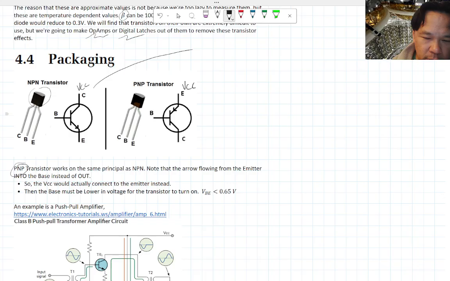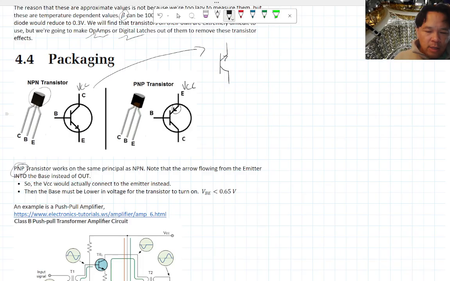Because what I can do is I can draw this NPN transistor this way, right? You may think, oh, the arrow's on top, therefore it's a PNP. It's not. The arrow's going out of the transistor. That means it's an NPN. If the arrow's going into the transistor, it's a PNP, right? Because you can rotate these things up and down.